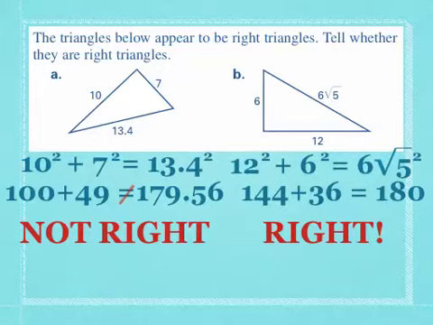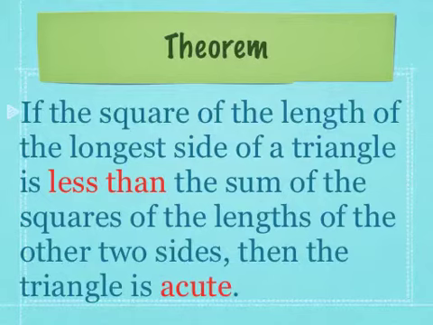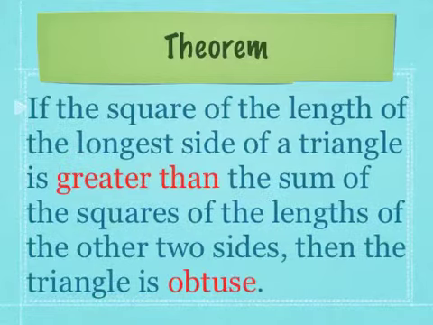The next theorem says if the square of the length of the longest side of a triangle is less than the sum of the squares of the lengths of the other two sides, then the triangle is acute. And then this next theorem follows that one, and it says if the square of the length of the longest side of a triangle is greater than the sum of the squares of the lengths of the other two sides, then the triangle is obtuse.